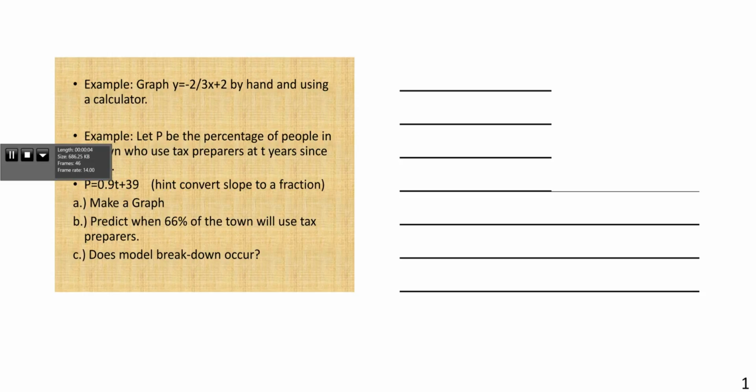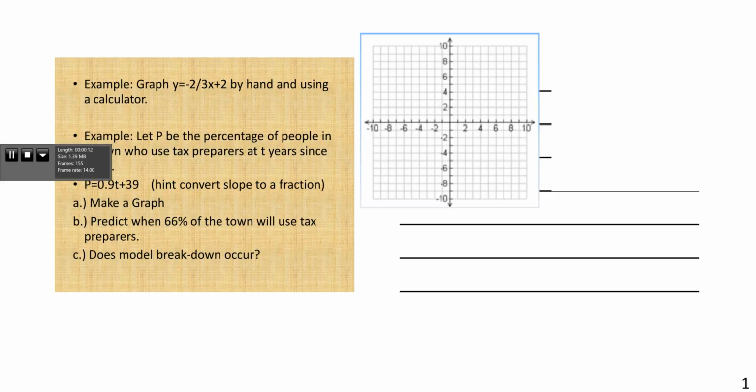Example: graph y equals negative 2/3 x plus 2 by hand and using a calculator. Okay, let's try this out. So let's make a quick sketch, but first of all, let's remember that our equation is y equals mx plus b. Therefore we have y equals negative, our slope, 2/3 x plus b, and the b value is 2 in this case. So y equals negative 2/3 x plus 2.